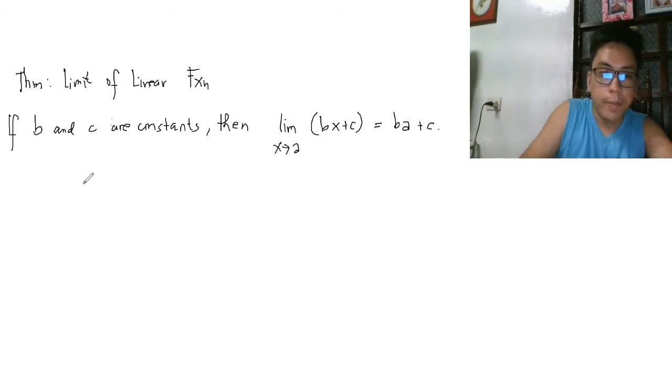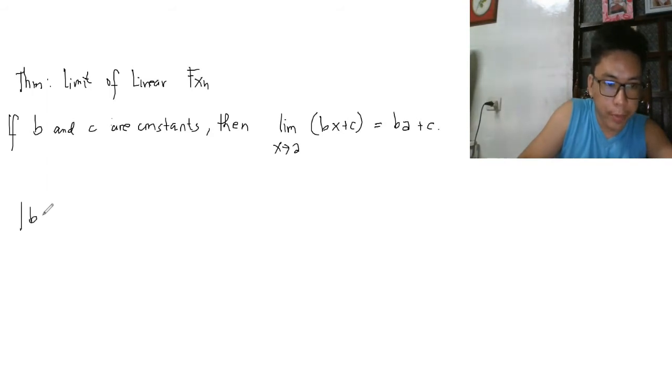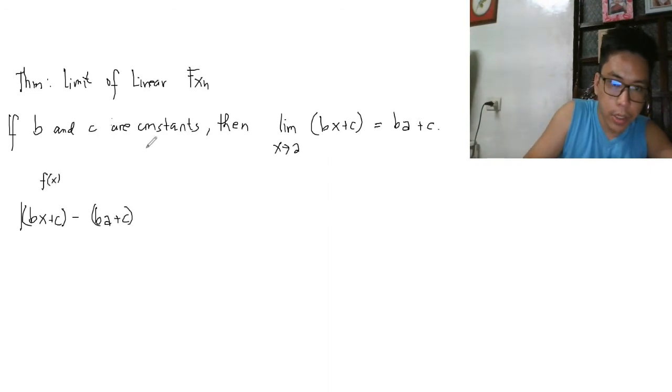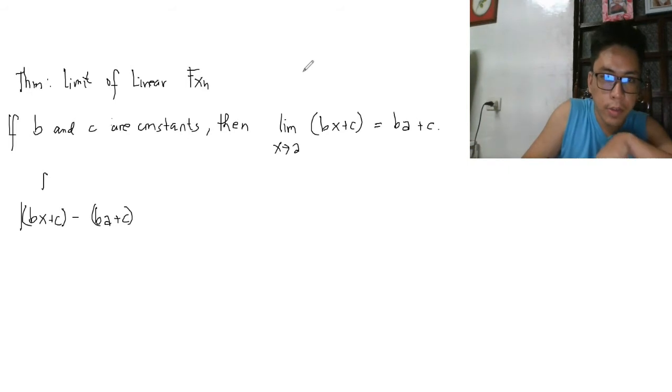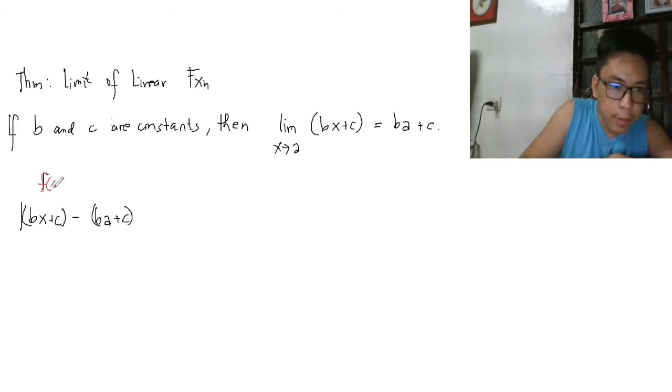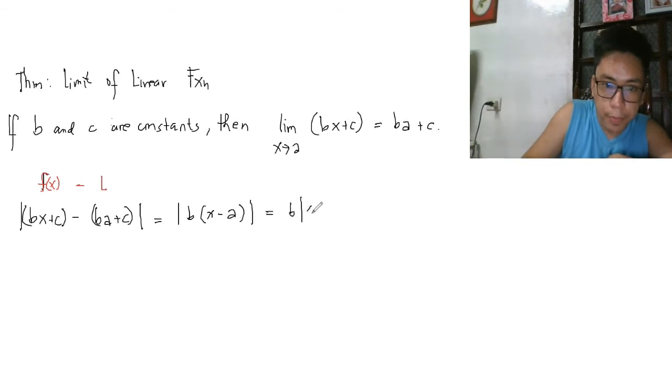Okay, now I'm going to show you the outline for this. Observe the absolute value of bx plus c minus ba plus c. Remember this is f of x here, so this is just f of x minus the limit L. In this case, we have to subtract f of x minus L here. And technically, this is the same as b times x minus a, and so this is equal to b times the absolute value of x minus a.